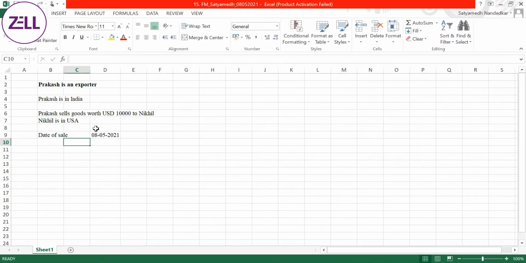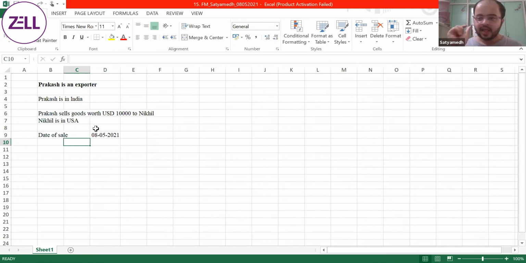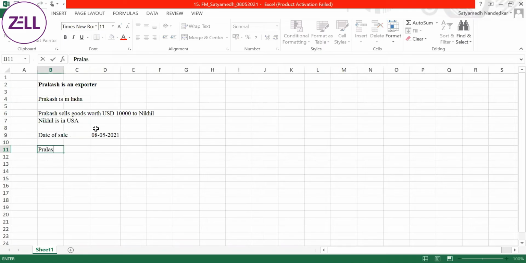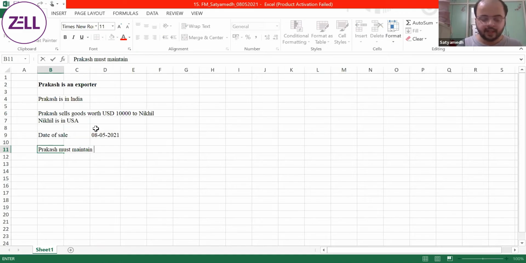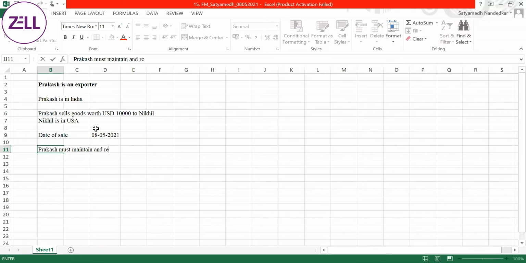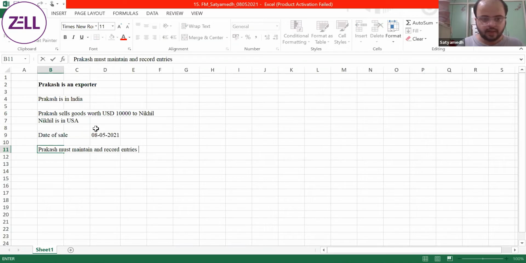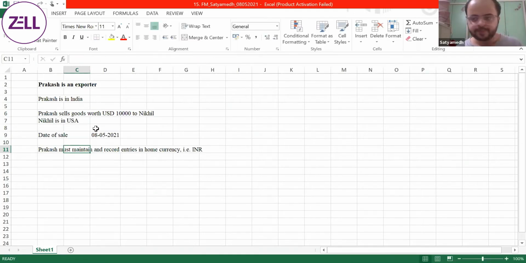But Prakash is sitting in India, and because he is sitting in India, his financial statements, his books of accounts have to be maintained in the currency of this country, which is our home currency, rupees. Do you agree? Yeah. Prakash must maintain and record entries in home currency, that is INR. So even if he wants to do that in dollars, he can't do it. He has to record it in INR.